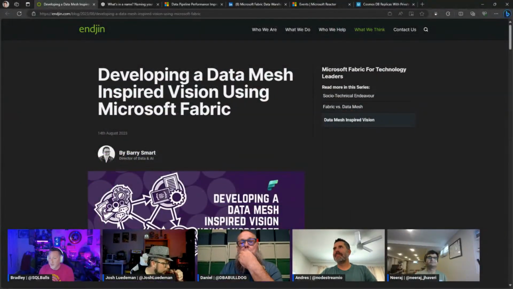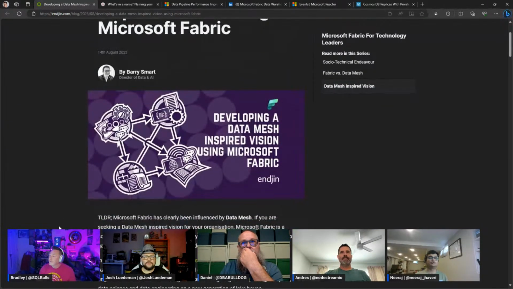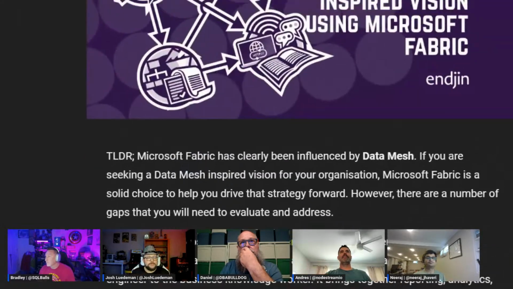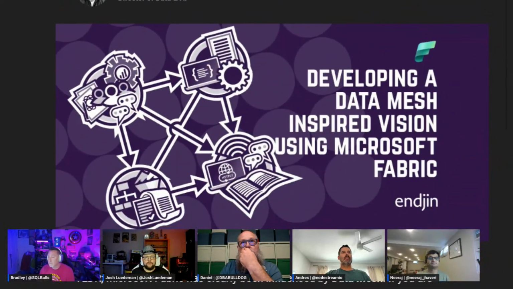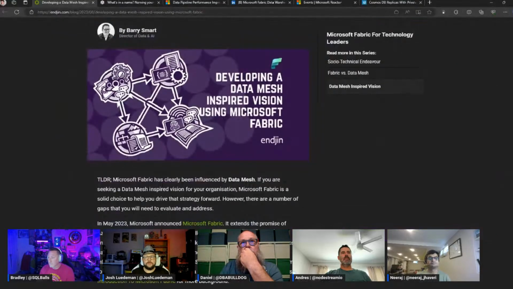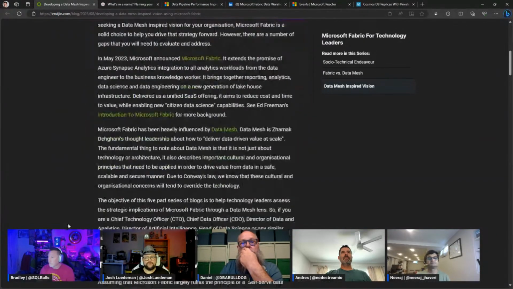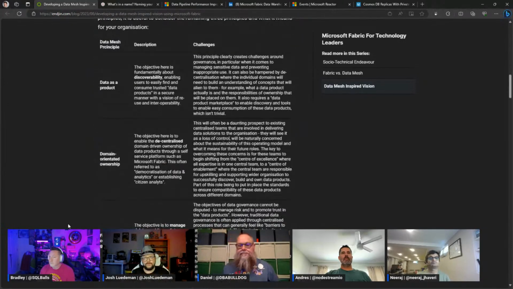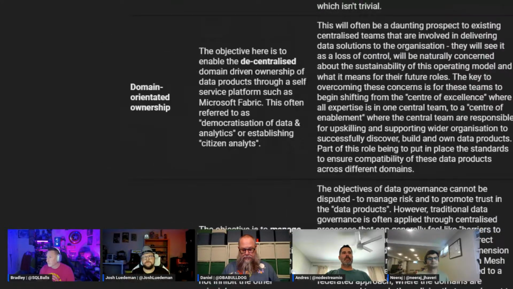Next up, we've got Josh Ludeman with developing a data mesh inspired vision using Microsoft Fabric. Yeah, and this is a good article, because for me personally, I know basically what a data mesh is, but I'm trying to get my head better wrapped around it as an architecture pattern. And so when I found this article, I thought this would be a good one to get into, because he doesn't just lay out what data mesh is. He actually gets into some of, and he calls it tensions between the principles.